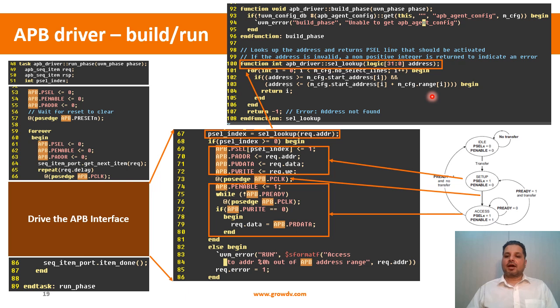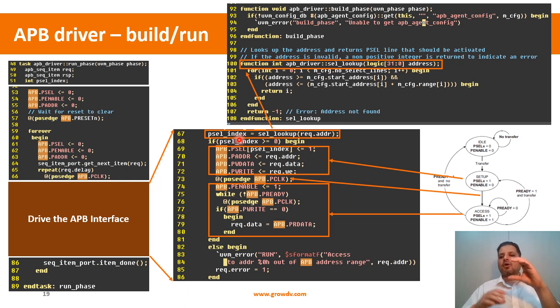the range that we had configured in the APB config, right? So whether it matches that particular range. If it matches that range, then it returns that particular index. That will be the PSEL value that we are going to drive, so the corresponding PSEL index corresponding to that address decode range.